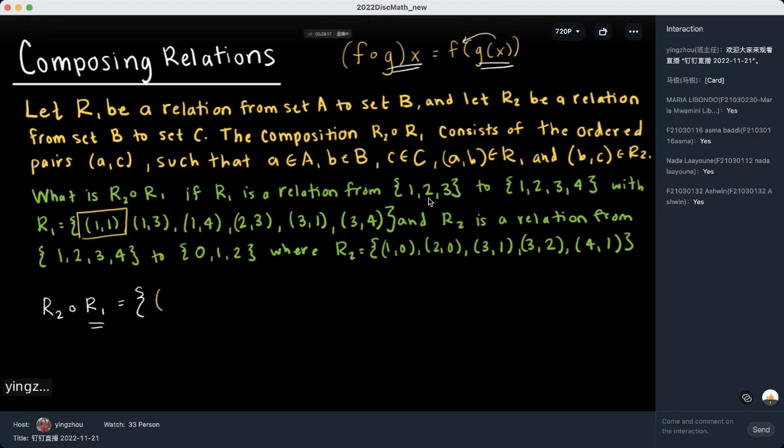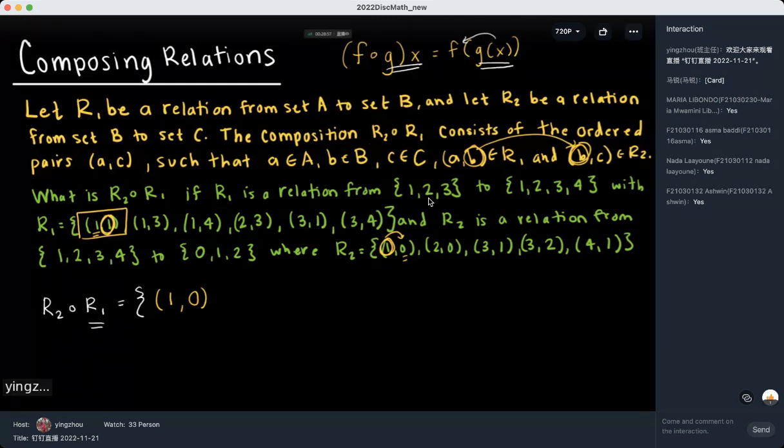What I am going to do is record the first value of that ordered pair, but not the second value, because that is my B. Instead, I am going to find that value as the first element of an ordered pair in R2. Looking here, I found (1, 0). So 1 maps to 0, and I am going to record the 0 from R2.